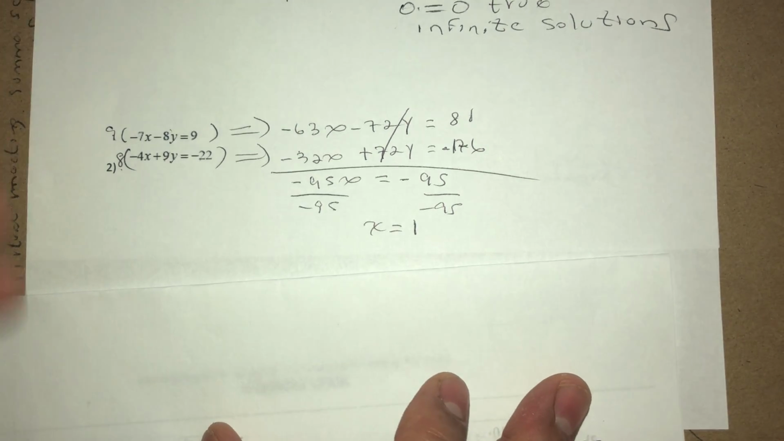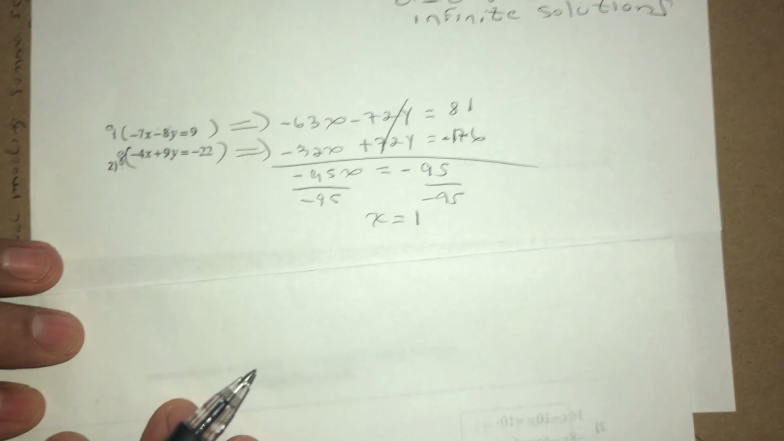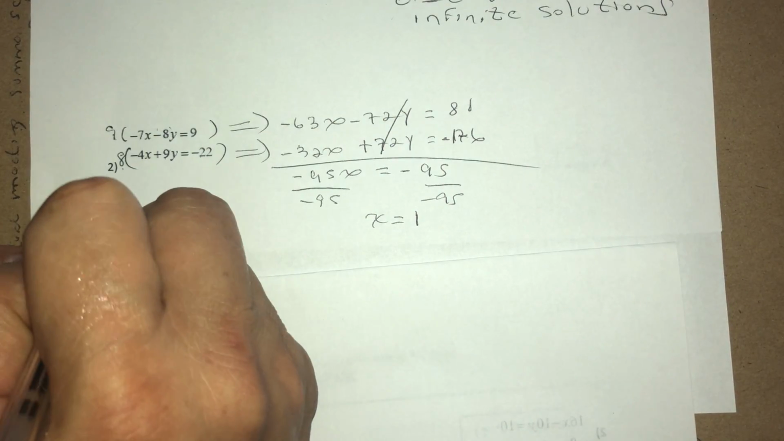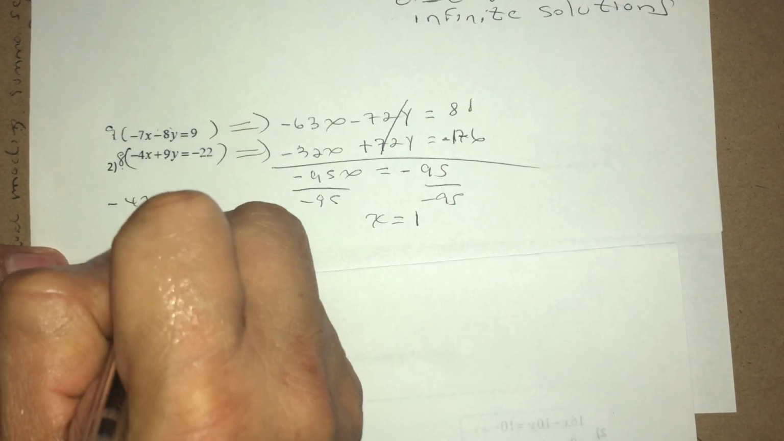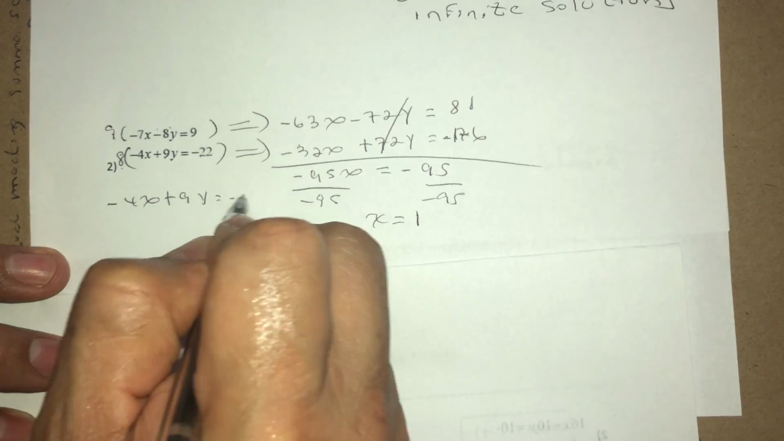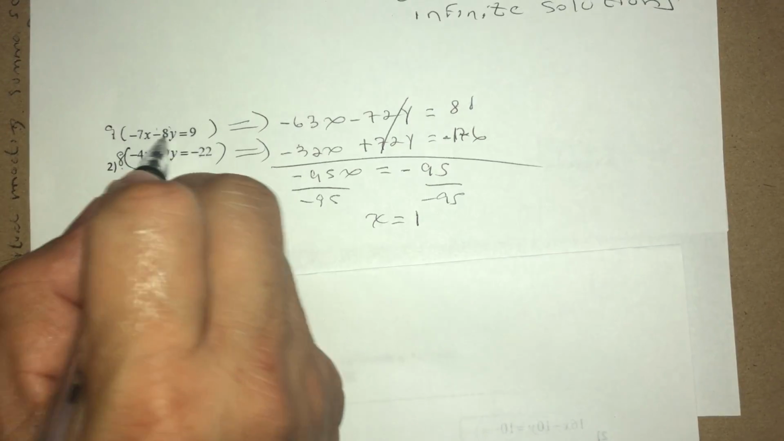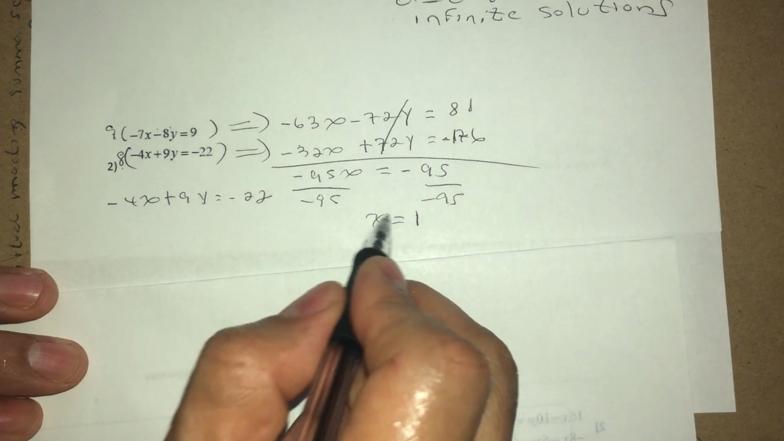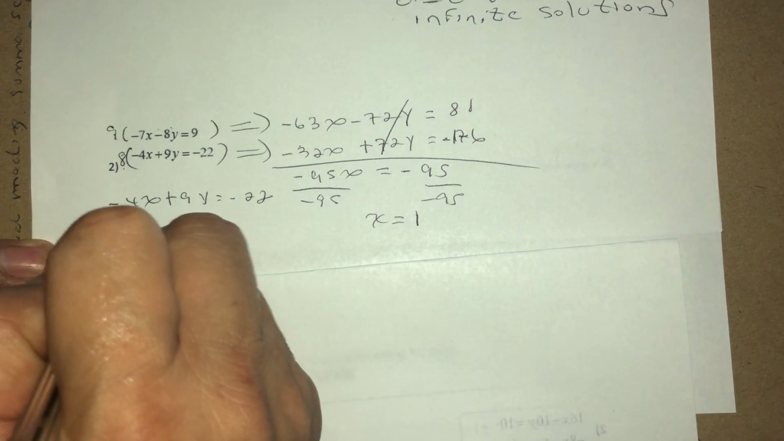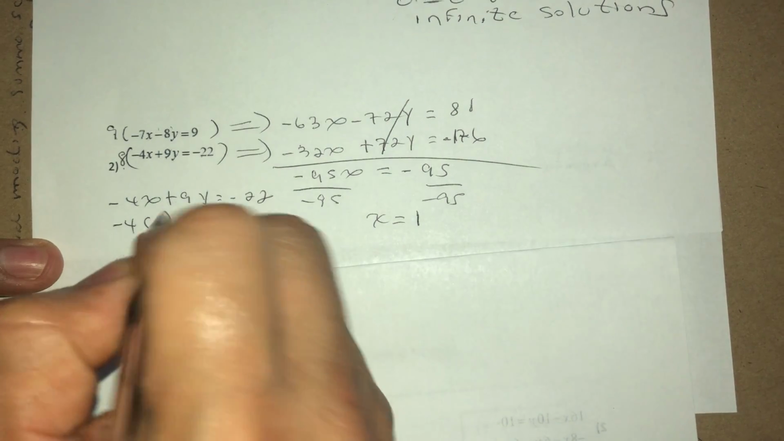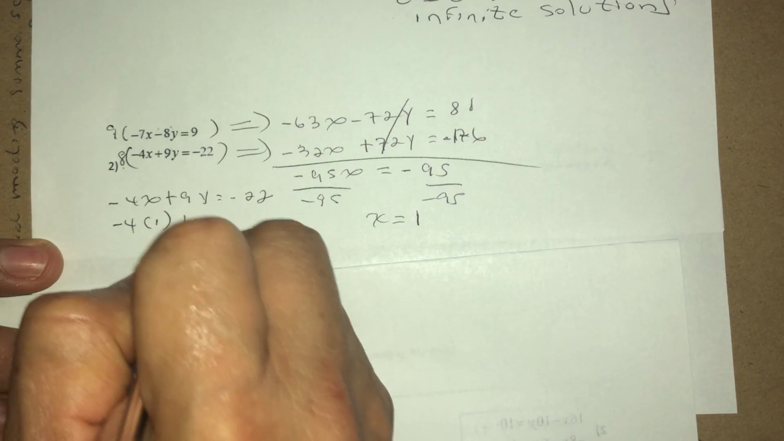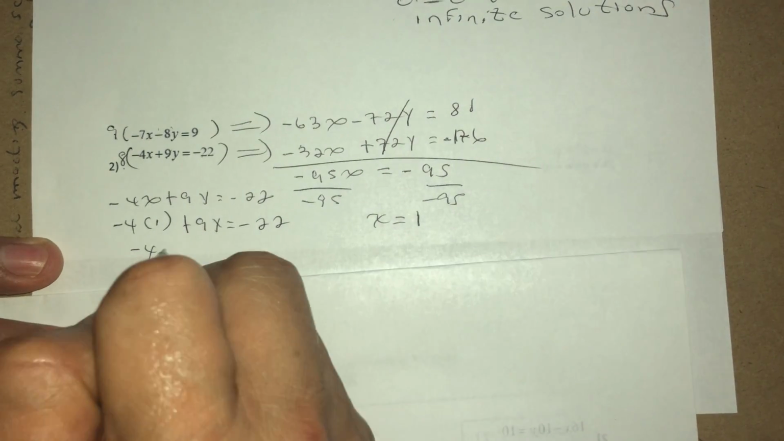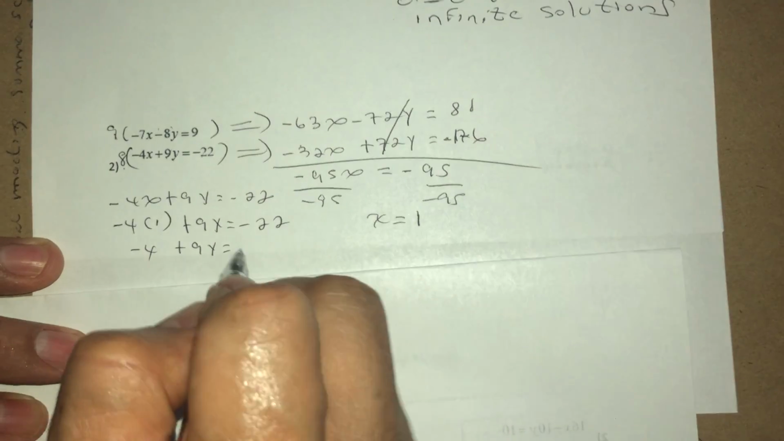Now what I will do is take one of the two original equations, okay? I'm going to take either one. Let me take the bottom one: negative 4x plus 9y equals negative 22. You can use the top one, it doesn't matter. You're supposed to get the same answer. So this x becomes what now? Positive 1. So negative 4 times 1 plus 9y equals negative 22. That equals negative 4 plus 9y equals negative 22.